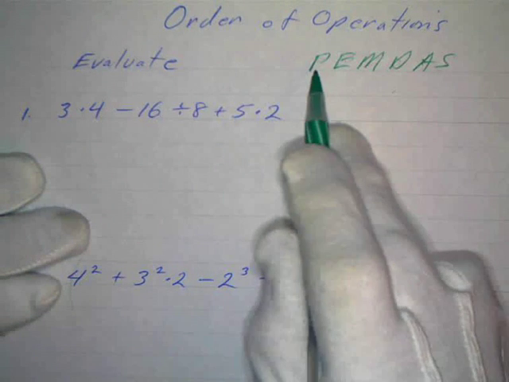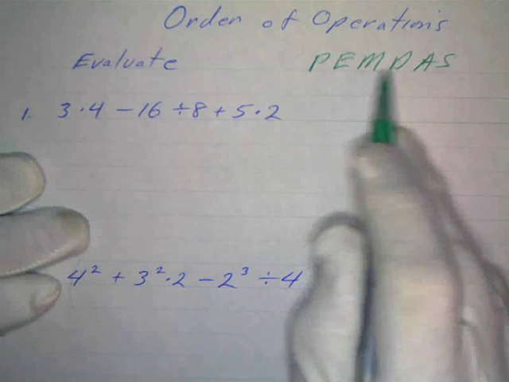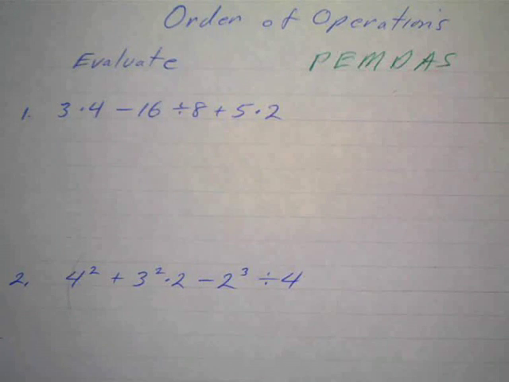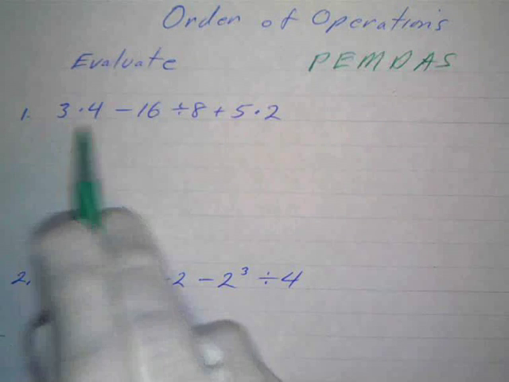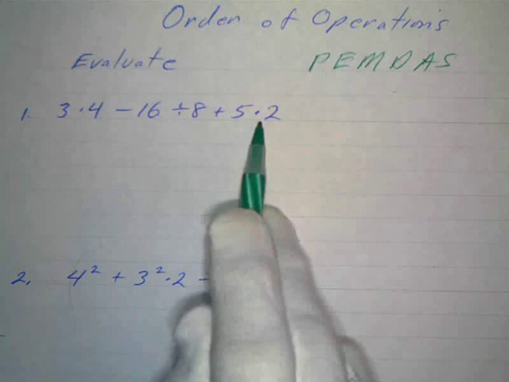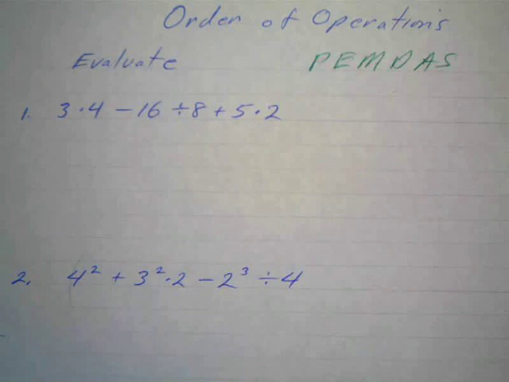PEMDAS means we do parentheses first, then exponents, multiply and divide from left to right, then add and subtract from left to right. That helps us remember what to do. So this is our first example. 3 times 4 minus 16 divided by 8 plus 5 times 2. So you can write that down.